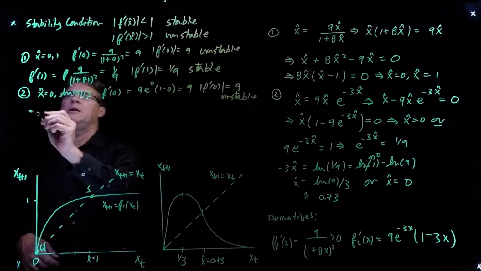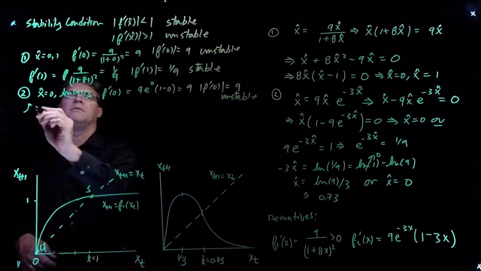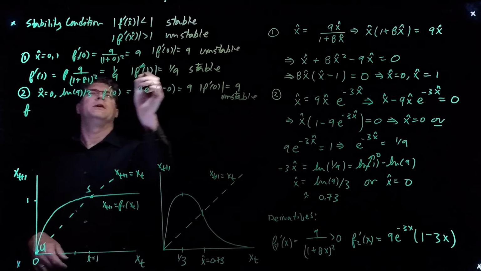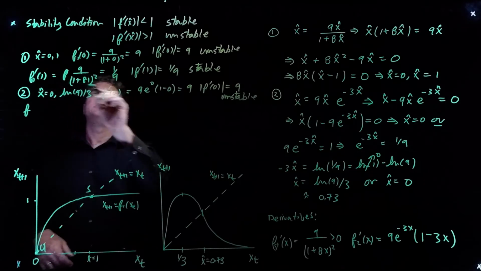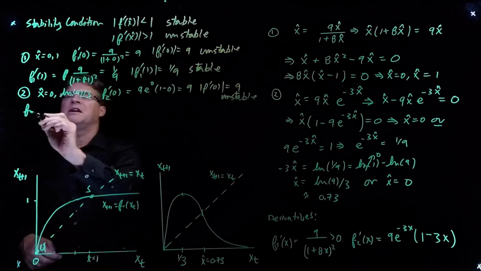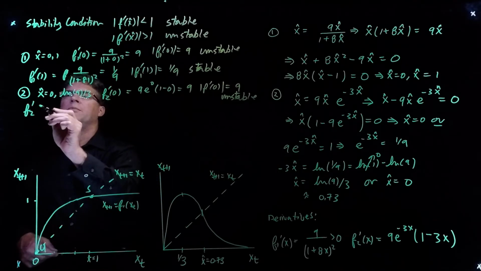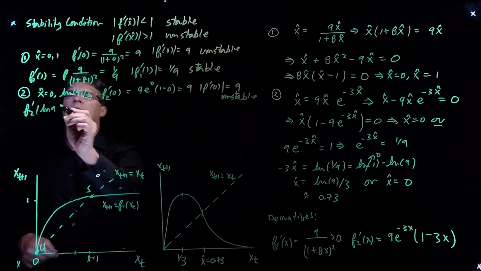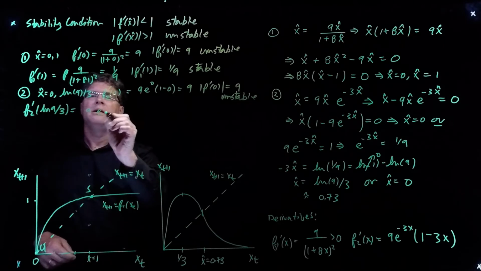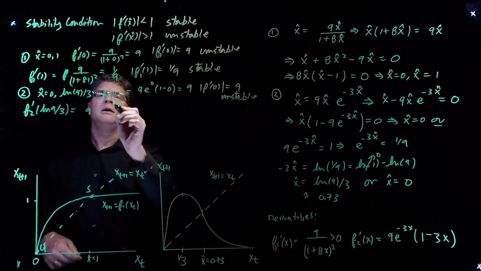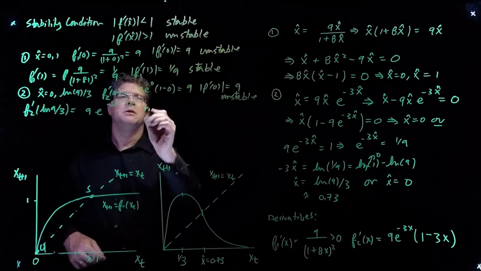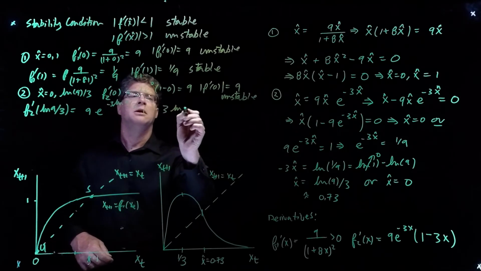Let's look at the second equilibrium. I guess we need to put a 1 on these guys here, just to be clear about it, and a 2 on these guys, because it's the second function. So f2 prime of log 9 over 3 is equal to 9 e to the minus 3 times log 9 over 3, times 1 minus 3 log 9 over 3.